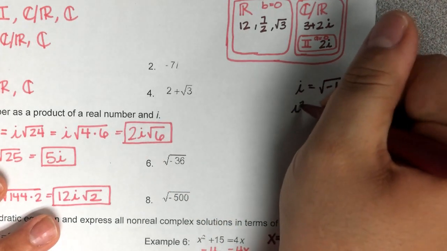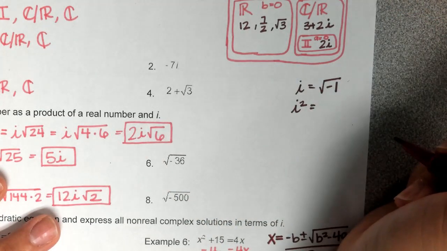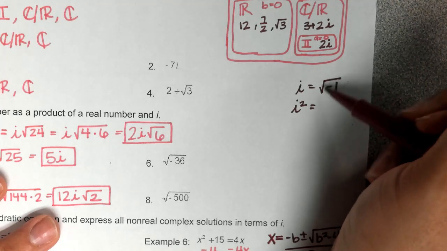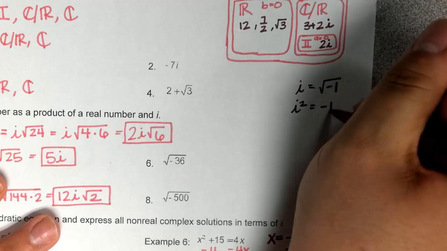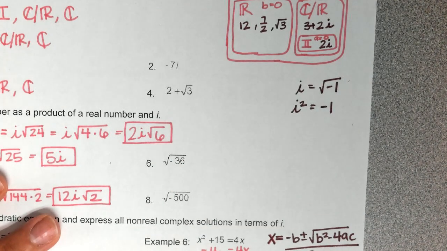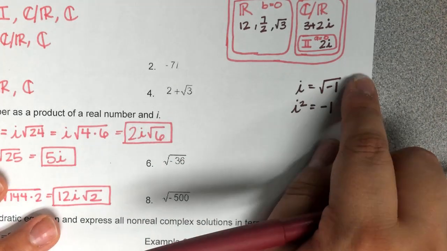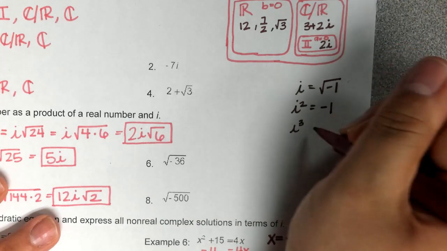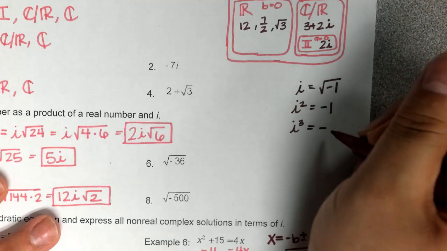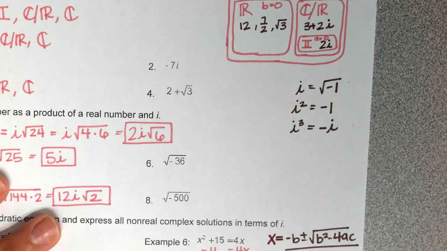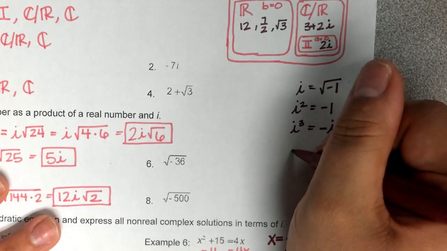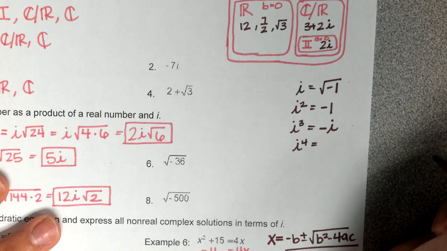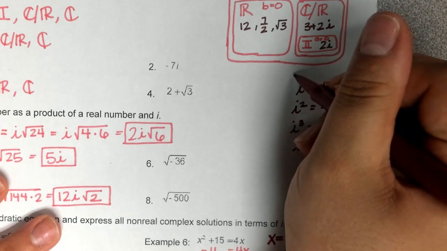What is i squared? If you square this right here, what do you get? Negative 1. Do y'all agree? The square root of negative 1 squared is negative 1. What would i cubed be? Negative i. And then what is i to the 4th? 1.